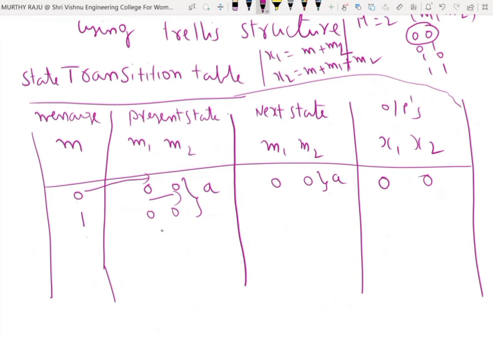Now M value is 1, M2 value is 0, 1 exclusive OR with 0 is 1, so X1 is 1. M exclusive OR with M1 exclusive OR with M2 means 1 exclusive OR with 0, then 0 exclusive OR with 0. 1 exclusive OR with 0 is 1. That is 1, 1. Output is 1, 1. Here the M value 1 is shifted to M1, and the M1 value 0 is shifted to M2. That means 1, 0. Let it be B. Here 10 is B.